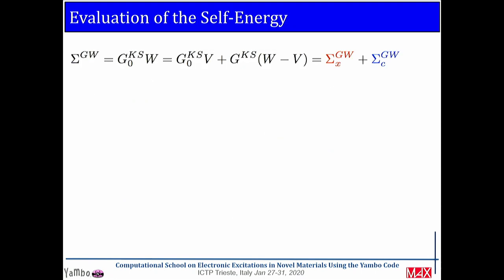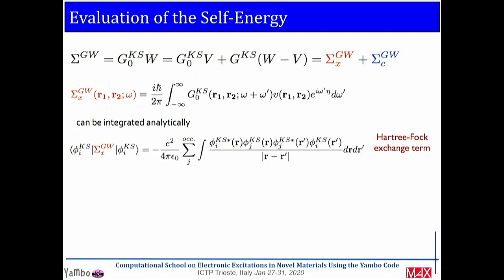So we have now seen the sigma GW as G naught times W, and usually what is done in practice is to divide the self-energy in two pieces. We are just adding and subtracting the bare Coulomb potential here, and we arrive at a definition of what is called the exchange self-energy and the correlation self-energy. This is something we will see, we will calculate practically this afternoon.